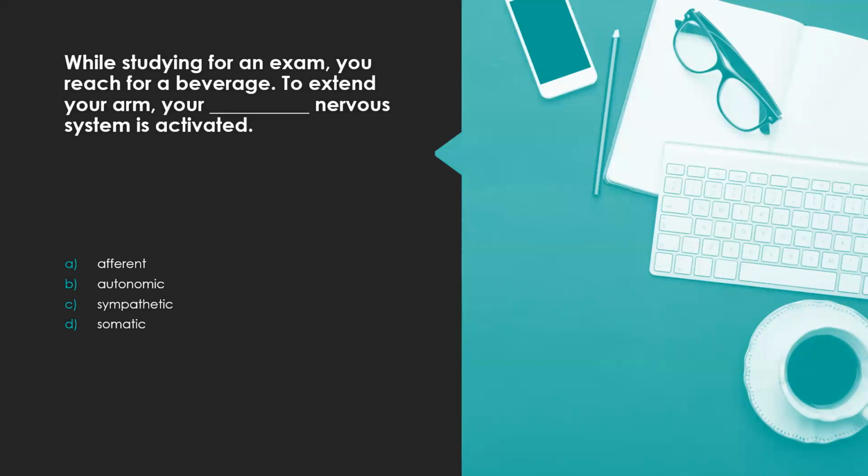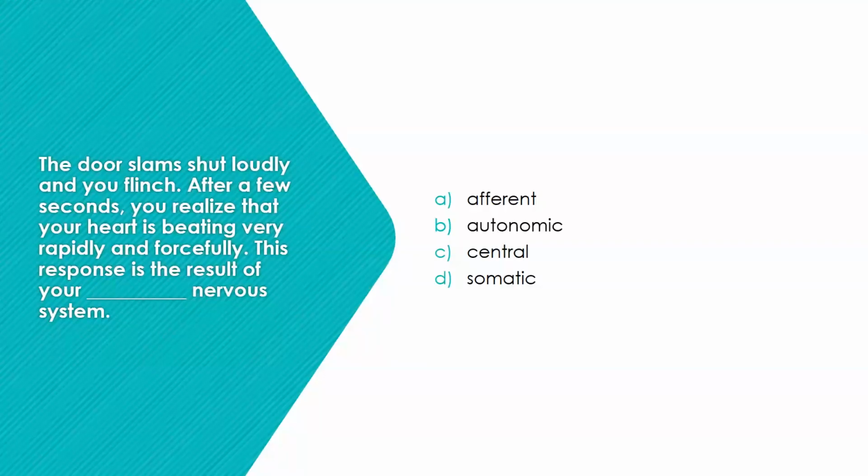So just seeing if we have any recall of our autonomics, or our sympathetics, or our afferents, or our somatics. When you study for an exam and you reach for a beverage, you extend your arm, what do you activate? Which part of your nervous system? Somatic, right? Because you're doing a conscious muscle action, so somatic. Door slams, you flinch, your heart is racing forcefully. What part of your nervous system responded? Autonomic, great.